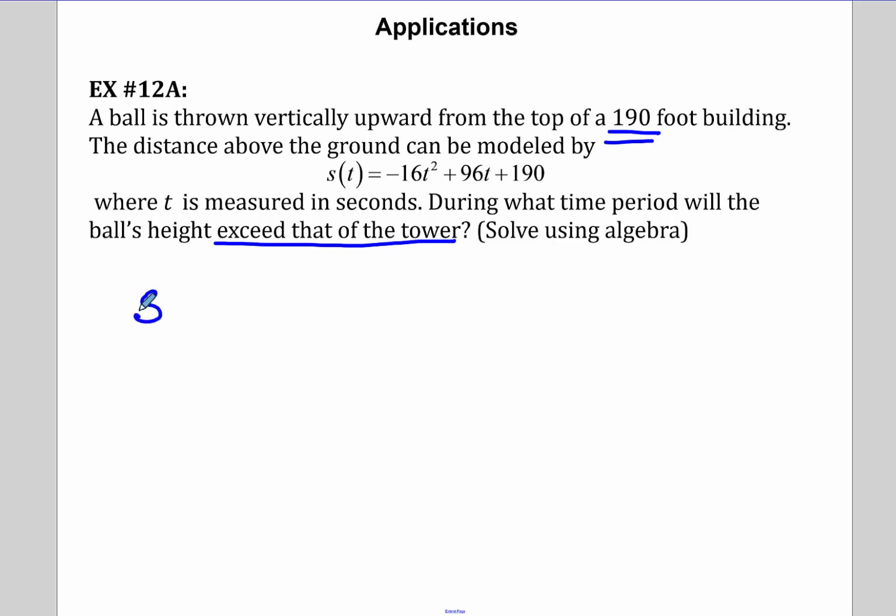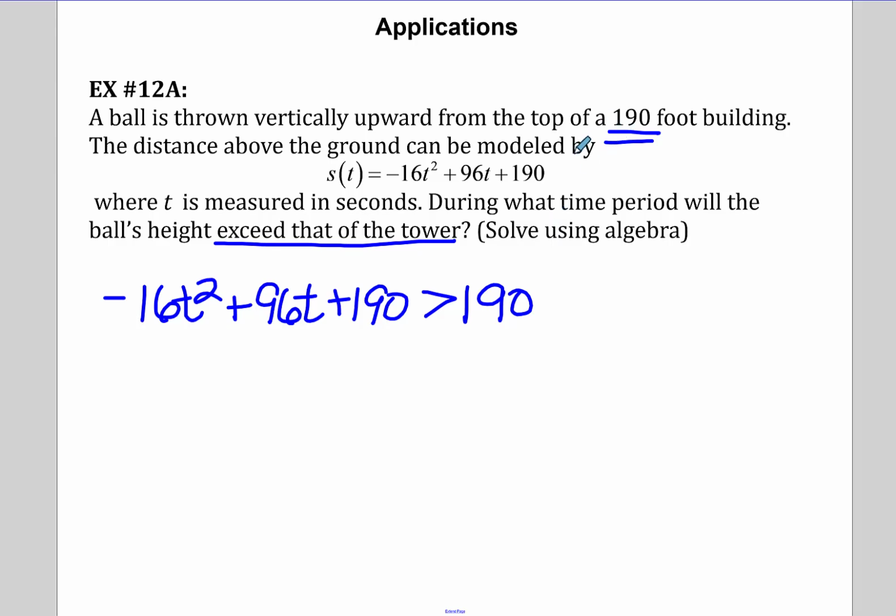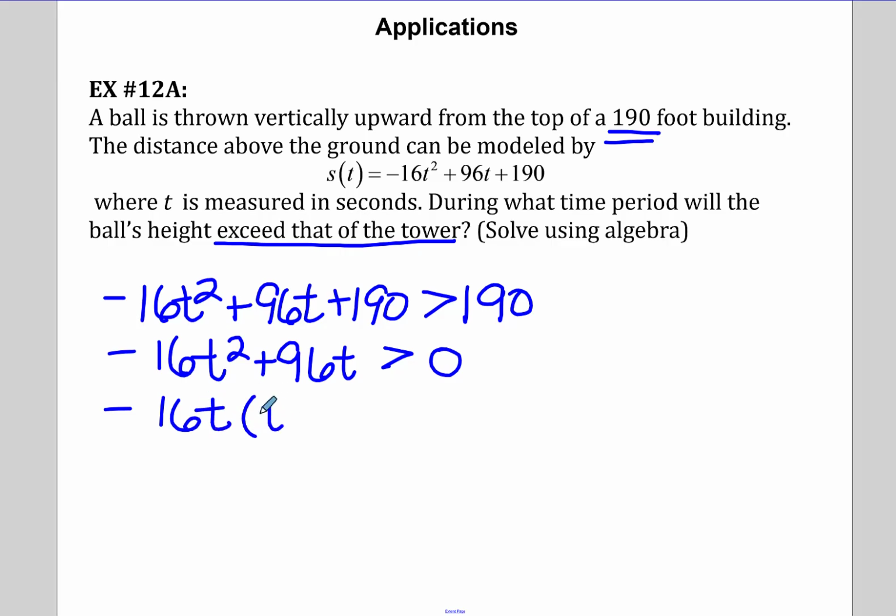So that sounds like I'm taking negative 16t squared plus 96t plus 190, and I want the path of that ball to be above the tower, and the tower is 190 feet tall. So if you subtract 190 from both sides, we end up with negative 16t squared plus 96t has got to be greater than 0. And this is just a basic Algebra 2 question.